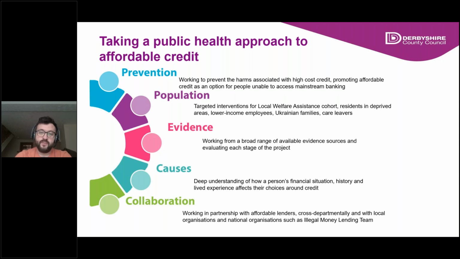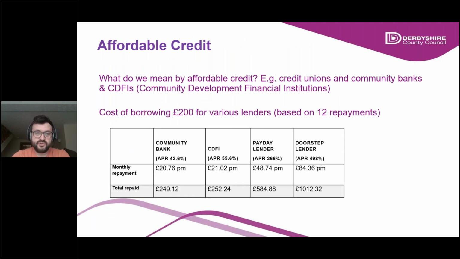And then collaboration, working with affordable lenders, working with other departments, and working with national organisations such as the Illegal Money Lending Team. So when we talk about affordable credit, I'm sure you all know this, being members of a credit union, but the community bank is generally capped at 42.6, CDFIs are slightly higher. Then we've got the high cost options, which are the payday lenders and the doorstep lenders, and obviously not mentioned there are the illegal lenders, which are even higher than that. And as you can see from the table, there's a clear difference in how much it costs to pay back a loan from those different organisations.